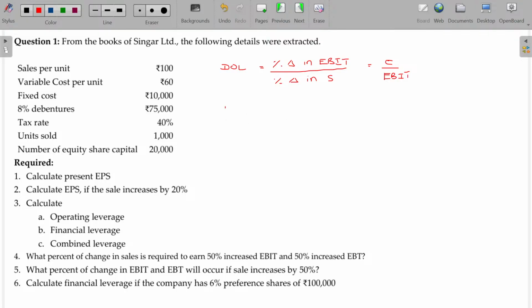In case of degree of financial leverage, the same. The numerator becomes denominator, and in numerator you will get EBT. Percentage change in EBT divided by percentage change in EBIT. If you are simplifying this formula, you will get EBIT by EBT. EBIT by EBT. Clear?